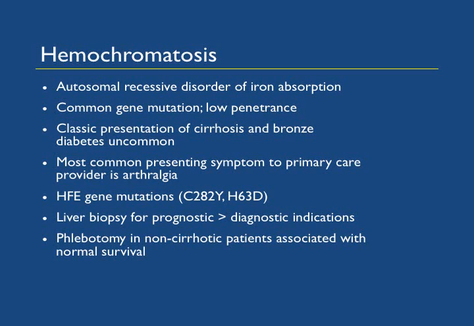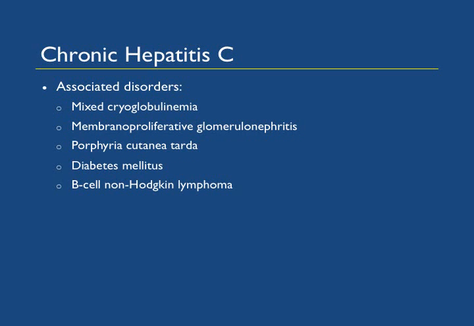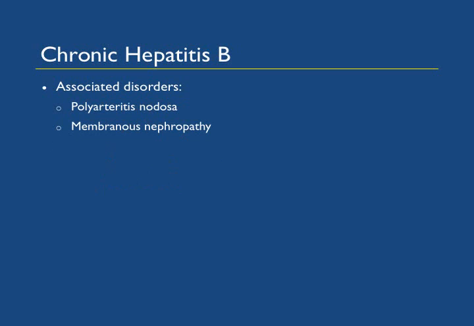Liver biopsy nowadays is largely performed for prognostic rather than diagnostic indications. Phlebotomy in the non-cirrhotic patient is associated with normal survival, pointing out the importance of making the diagnosis of hemochromatosis at an early stage. Associated disorders that may suggest the diagnosis of chronic hepatitis C include mixed cryoglobulinemia, membranoproliferative glomerulonephritis, and the skin disorder porphyria cutanea tarda. There's a higher incidence of diabetes mellitus in patients with chronic hepatitis C, and patients with B-cell non-Hodgkin lymphoma have been shown to have a higher incidence of chronic hepatitis C. Disorders associated with chronic hepatitis B include polyarteritis nodosa and membranous nephropathy.